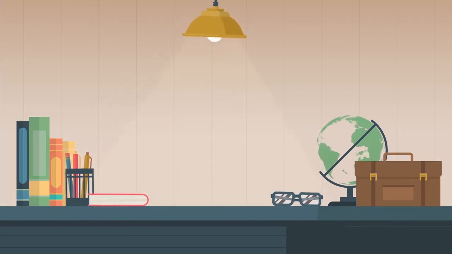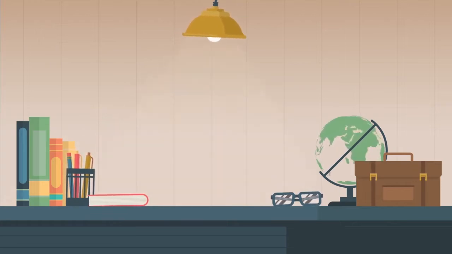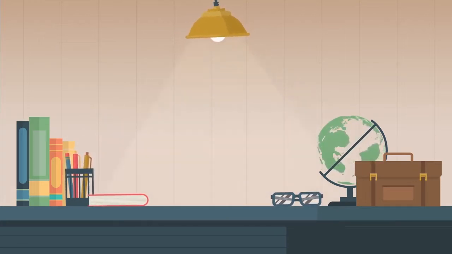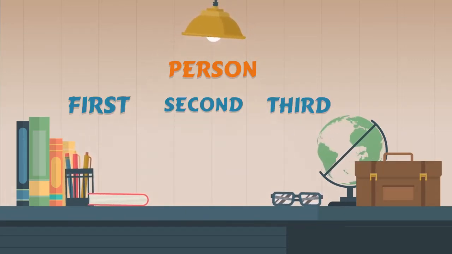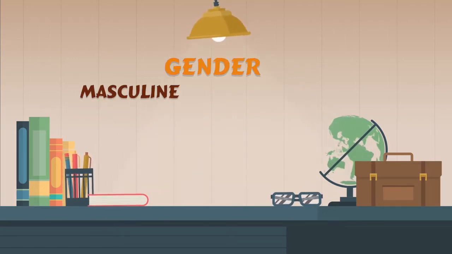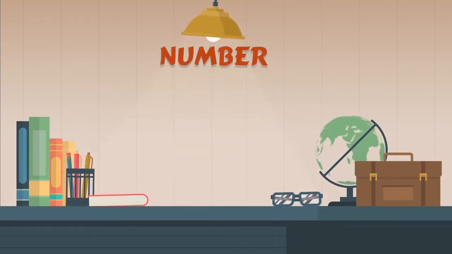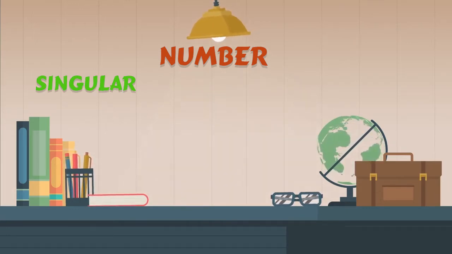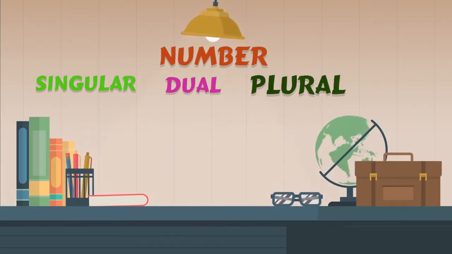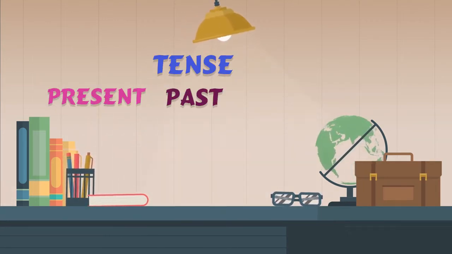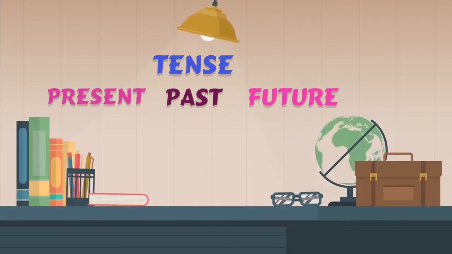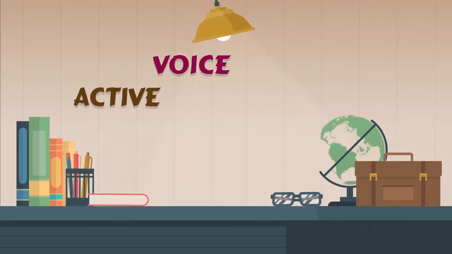Changing the vowels between consonants along with the prefixes or suffixes specify grammatical functions such as person, gender, number, tense, voice, and mode. Person: first, second, or third. Gender: masculine or feminine. Number: singular, dual, plural. Tense: present, past, future. Voice: active or passive.